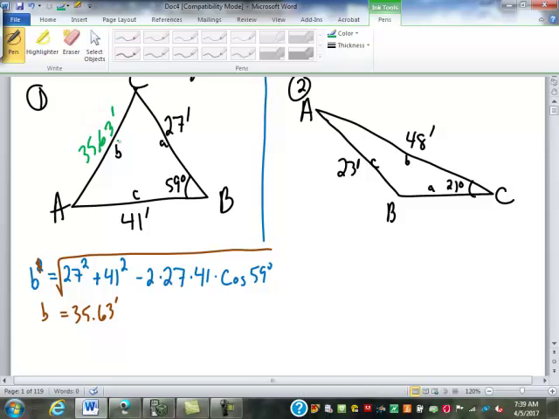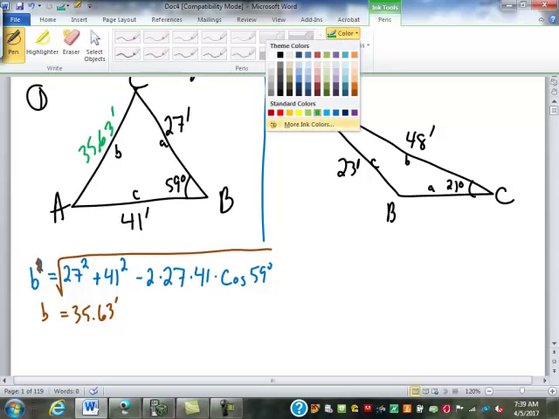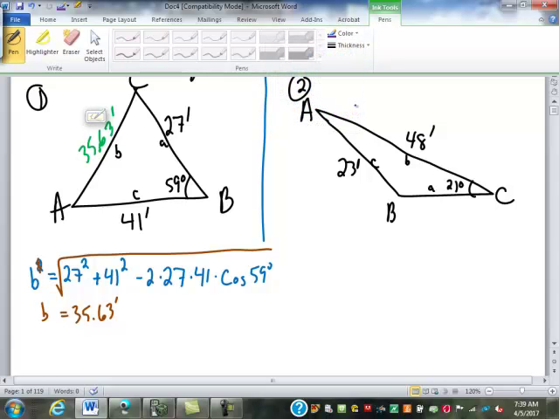Now that I have that side, I can use law of sines. I should never have to use law of cosines more than once. So for law of sines, I've got the 35.63 over the sine of 59 degrees equals, which side should I use first, the 27 or the 41? 27. Always use the smaller one first. That'll be over the sine of angle A. And we're going to cross multiply and divide.